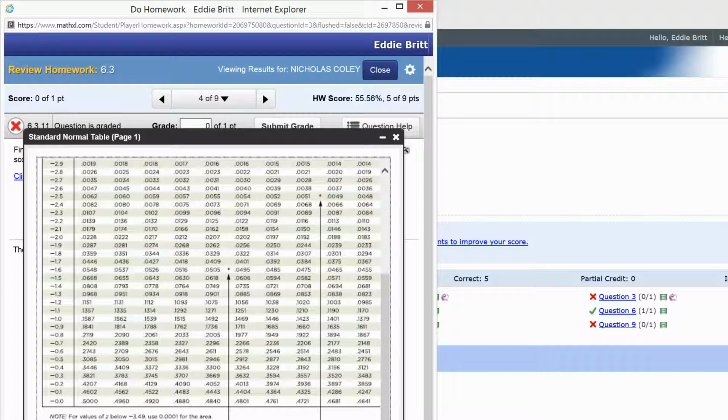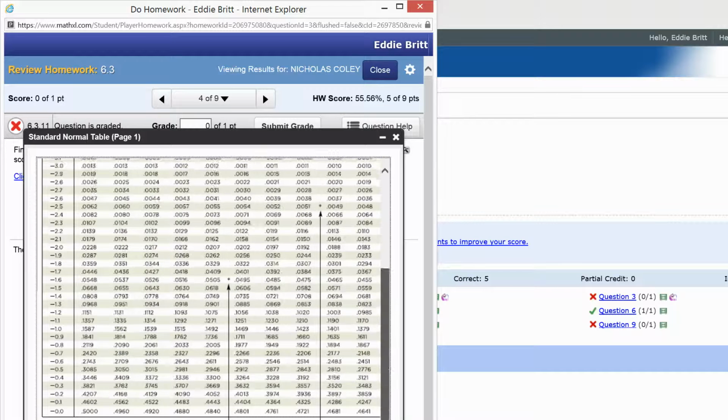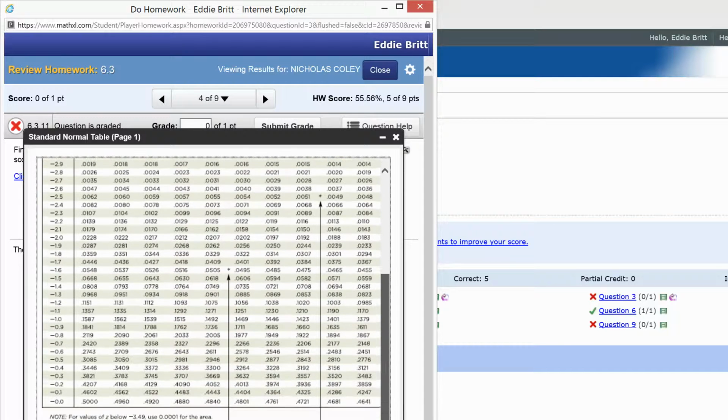So 0.35, that's 0.352, 0.3483. That's 17 10,000ths off, and that's 20 10,000ths off. So that's closer. So negative 0.39. Negative 0.39 is what we would use in our formula.